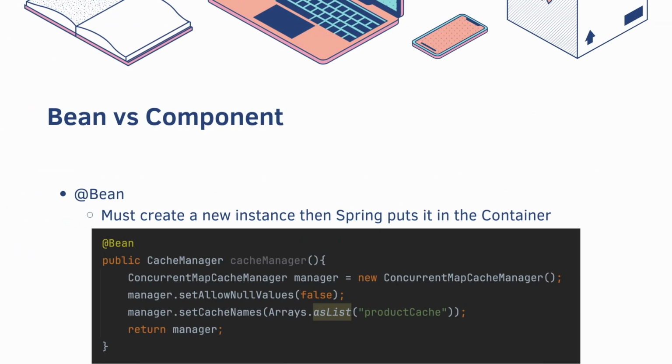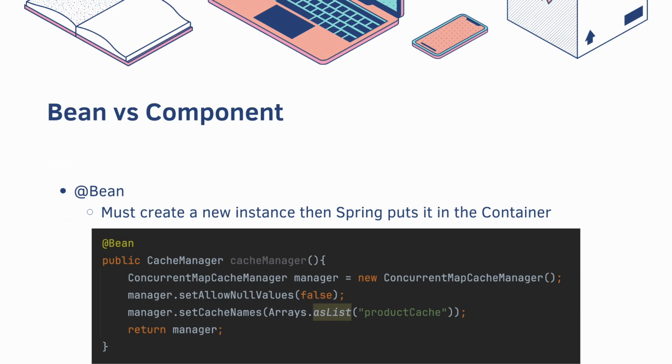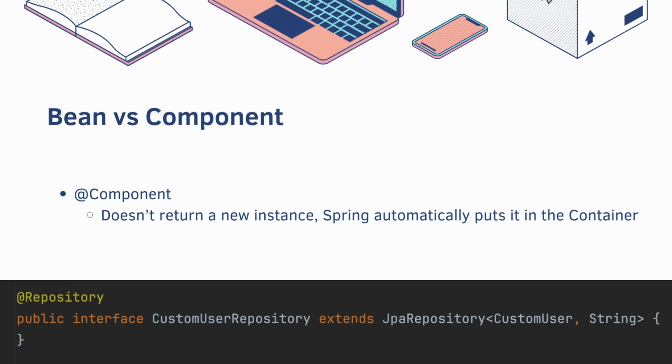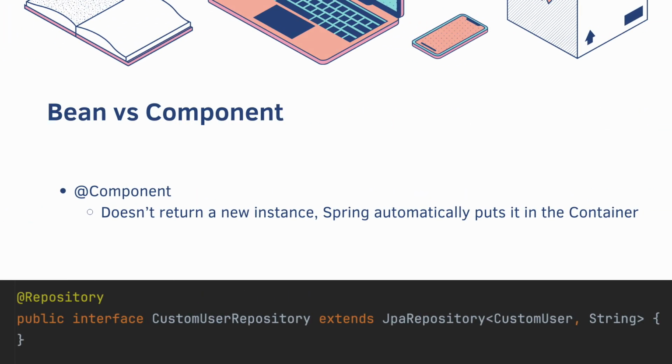There is a distinct difference between bean and component. @Bean must create a new instance, then Spring puts it in the container. So if you notice, we did have to use the new keyword when we create a bean, and then return it. Whatever the return value is, that's what Spring puts in the container. A component, on the other hand, doesn't require a new instance. Spring automatically puts it in the container.